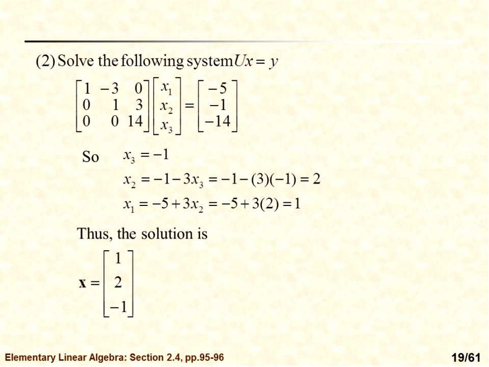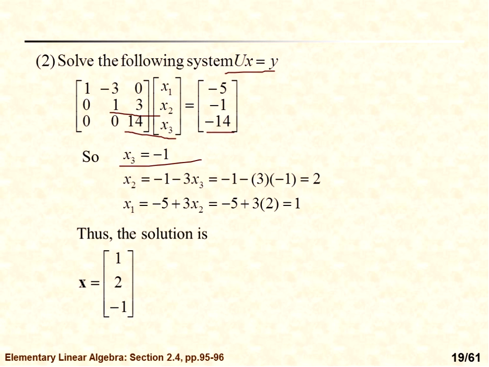The next step is to solve the following system: Ux is equal to y. When you are going to solve this for x1, x2, x3, you solve one by one. First you start from x3: x3 is equal to -14 divided by 14, so x3 is equal to -1.